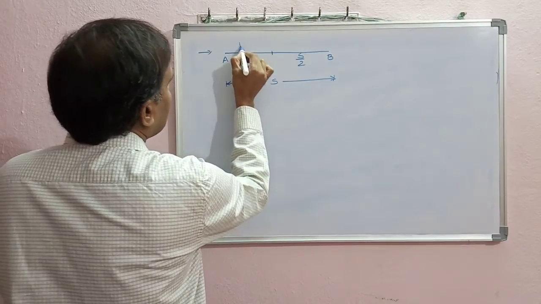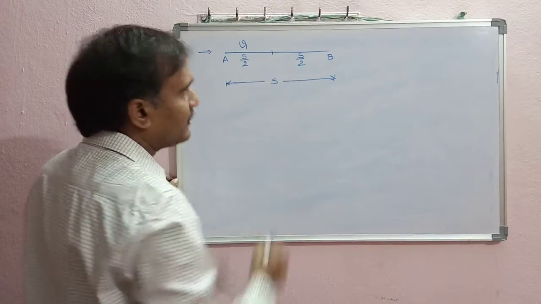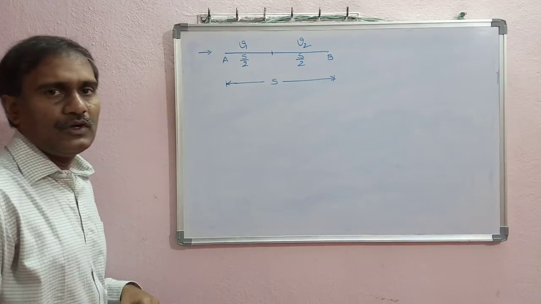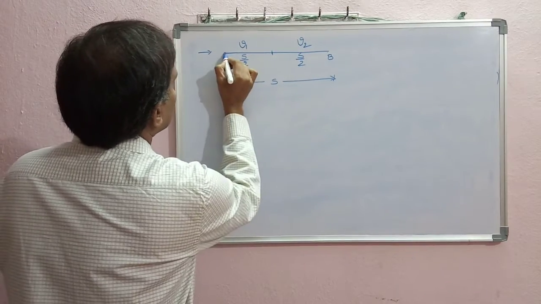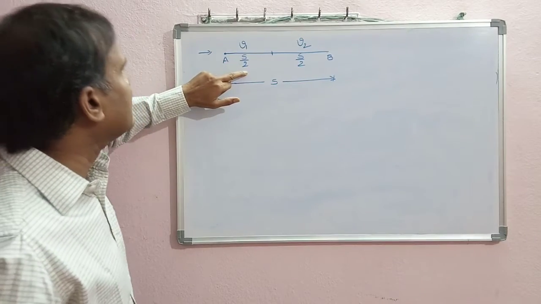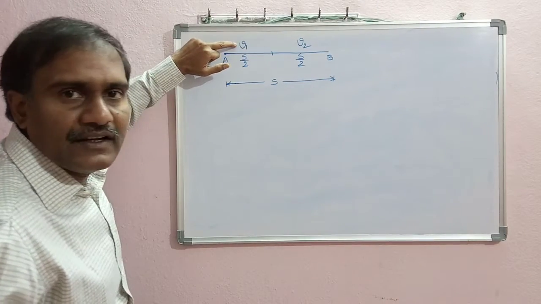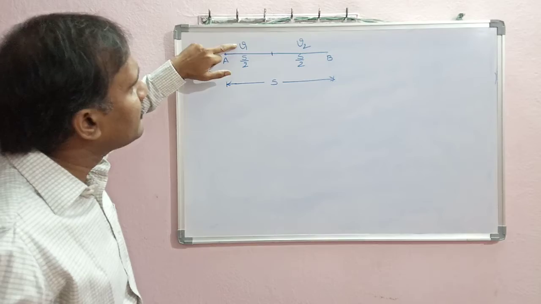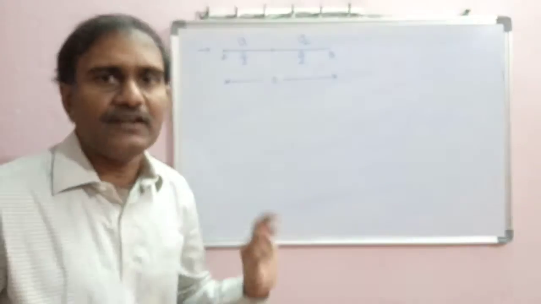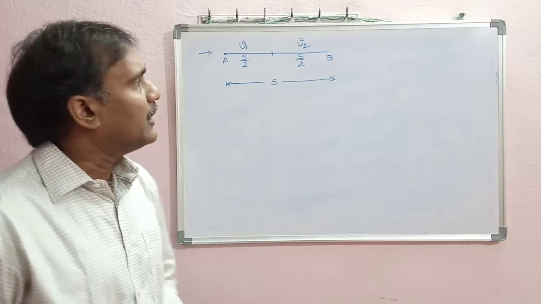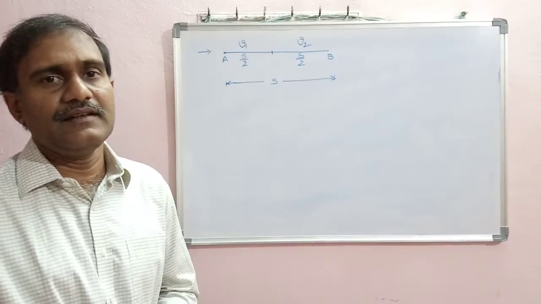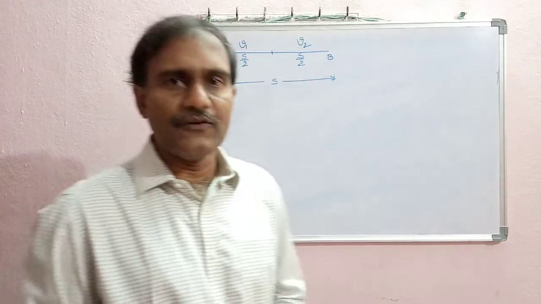During this journey, its velocity is V1. During this, its velocity is V2. The particle is moving along the same straight line. First half of the displacement is covered with the velocity V1. Second half of the displacement is covered with the velocity V2. Now you can find out the average velocity of the particle or average speed of the particle.